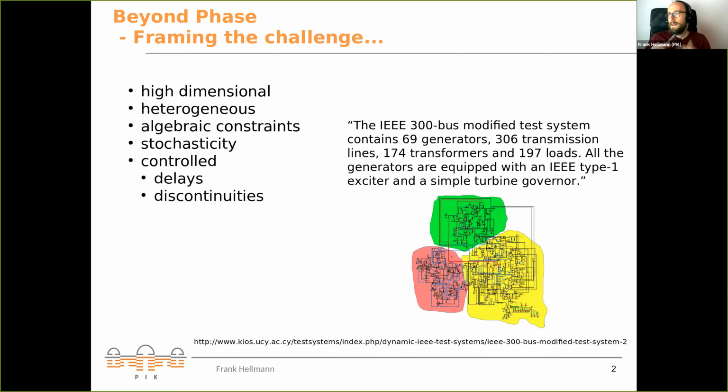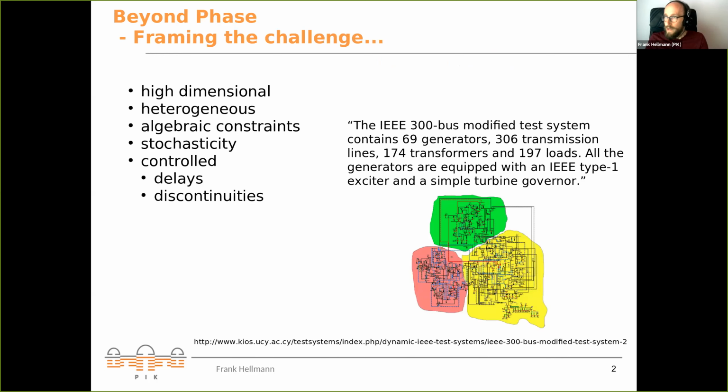And then I'll work my way towards what we see as a normal form for a more general, more realistic model of power grids in the second half of this talk. But let me start from the start.